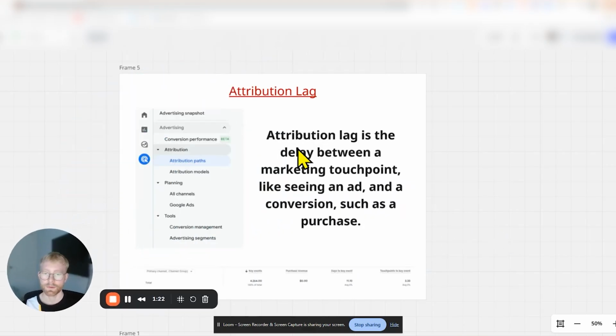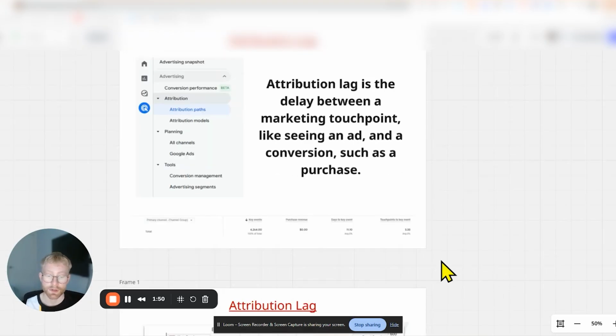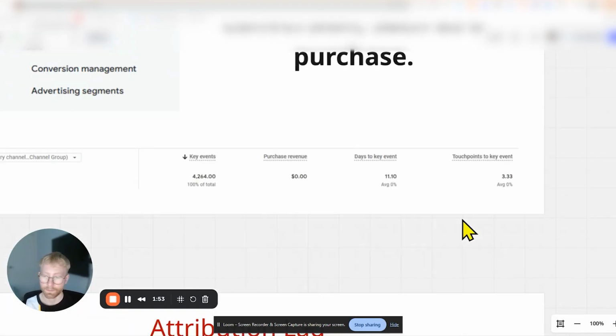So attribution lag is the delay between a marketing touchpoint, like seeing an ad, and a conversion, such as a purchase. You can actually see this in GA4. Now, whether GA4 is the most effective analytical tool is a separate conversation. Either way, you can find it. The way you find it is you go to attribution paths under advertising. Then under attribution paths, you can see the days to key event or touch points to key event.